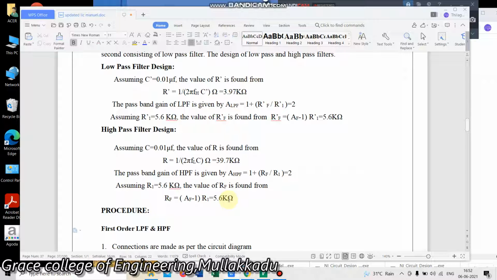We are going to take the AC analysis, that is, the frequency response of this filter. We are going to plot the magnitude as well as the phase response.